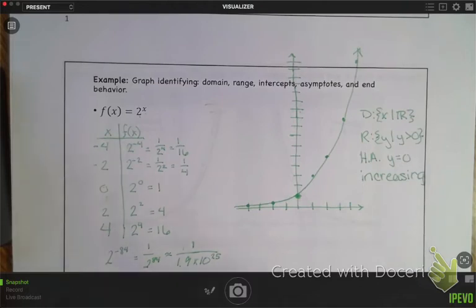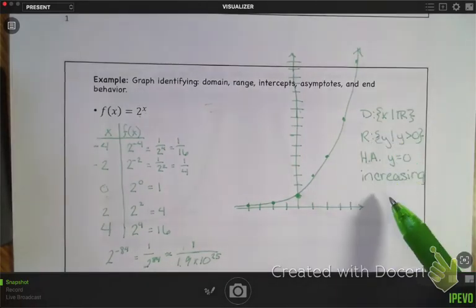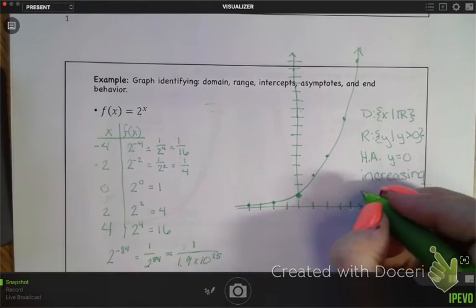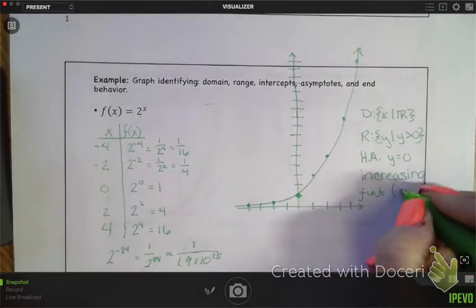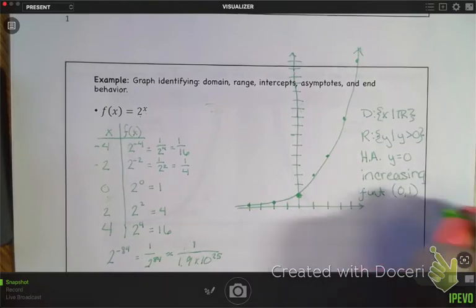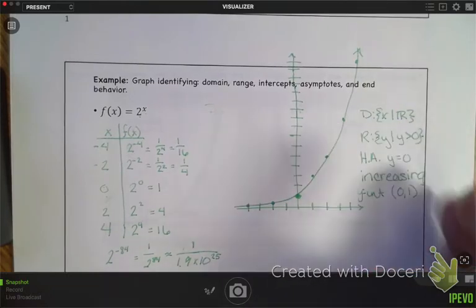Okay, so I think we got everything. I got interrupted. Sorry. Okay, so domain, range, horizontal asymptote, increasing. Oh, y-intercept. Y-intercept is 0, 1 because anything to the 0 power is 1. So this is what you're going to be identifying on those graphs.